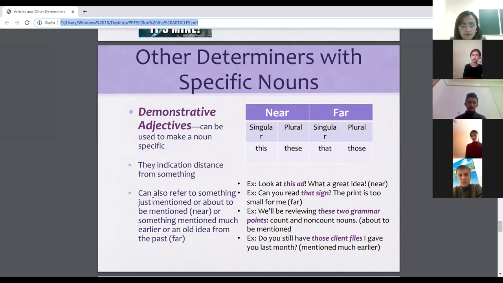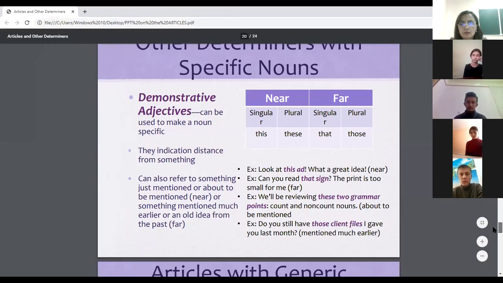And the continuation of this explanation: it can also refer to something just mentioned or about to be mentioned, near, or something mentioned much earlier, or an old idea from the past. It is far. So, for example, we will be reviewing these two grammar points. These two grammar points, near, yeah, and plural. So count and non-count nouns about to be mentioned. For example, do you still have those clients' files I gave you last month? Mentioned much earlier.